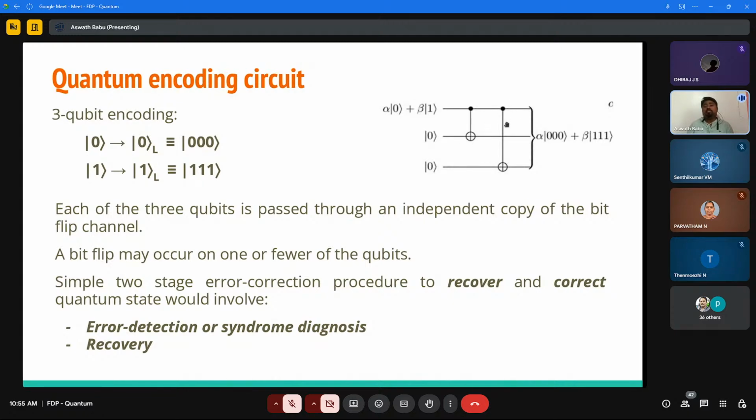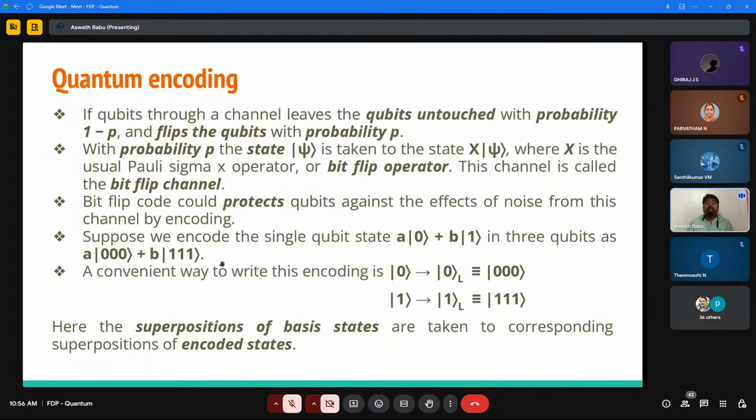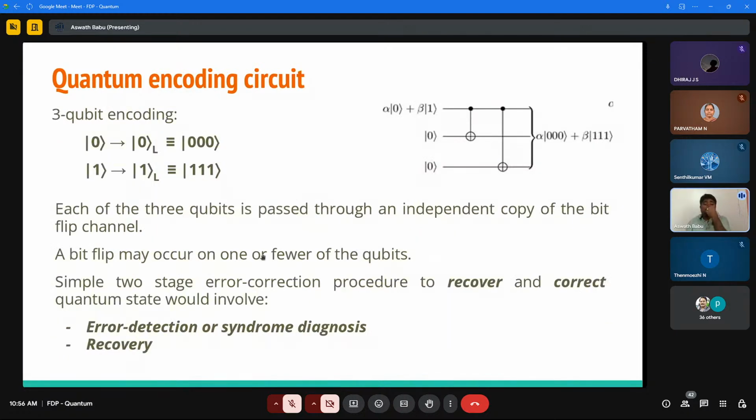If you use such a quantum gate encoding or circuit encoding, what you get at the output, if you see carefully, is that whenever the control is 0, the target remains 0. Whenever the control is 1, the target gets flipped. Because of that, I am getting a superposition state of 000 and 111. I have used A and B here. In the next case, I am using alpha and beta. Please don't mind that; alpha and beta, I meant A and B.